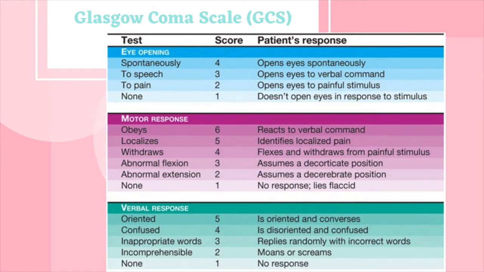Under motor response, reacts to or obeys verbal command, that's number 6. Identifies localized pain, that's 5. Flexes and withdraws from painful stimulus, that's 4. Assumes a decorticate position, that's 3. Assumes a decerebrate position, that's 2. 1 is no response or lies flaccid. While verbal response, oriented and converses, that's 5.